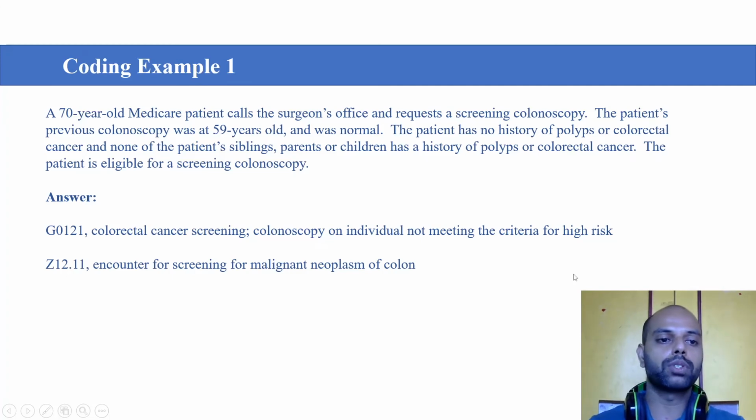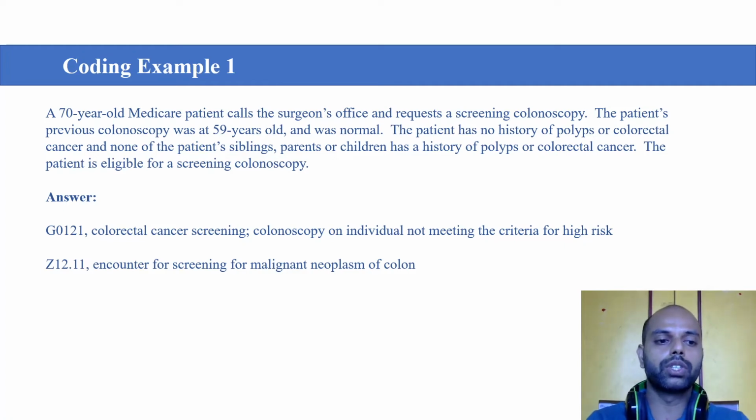Here I have a few examples to share with you. The first example is a 70-year-old Medicare patient who called the surgeon's office and requests a screening colonoscopy. The patient's previous colonoscopy was at 59 years old and was normal. The patient has no history of polyps or colorectal cancer, and none of the patient's siblings, parents, or children has a history of polyps or colorectal cancer. The patient is eligible for screening colonoscopy, and what would be the correct code with diagnosis?